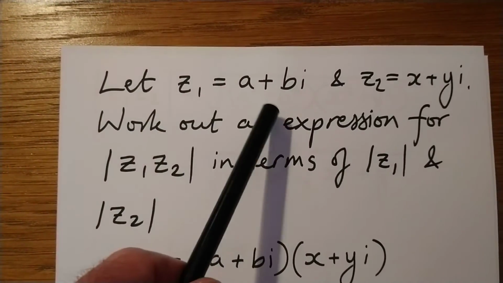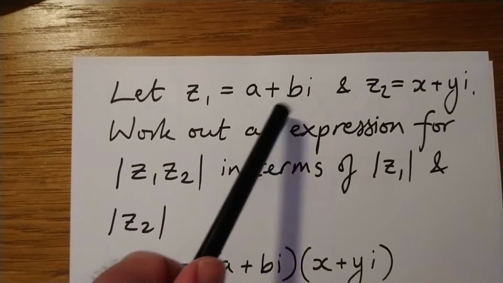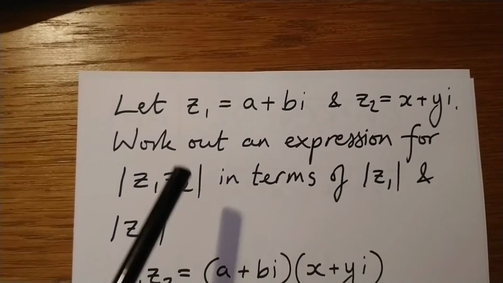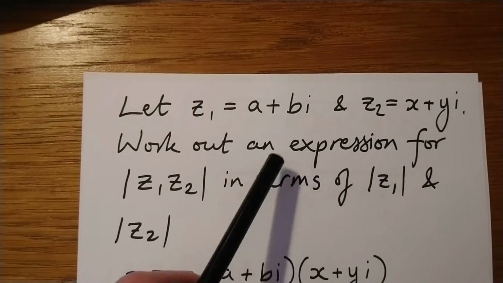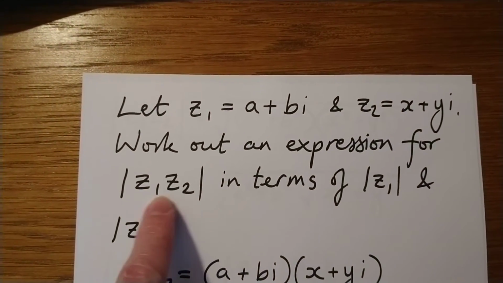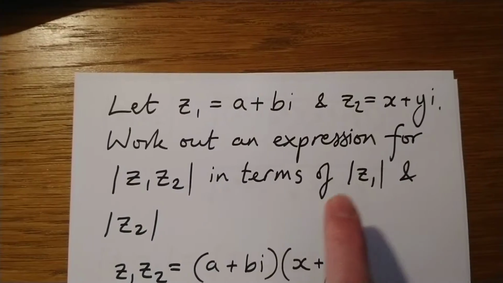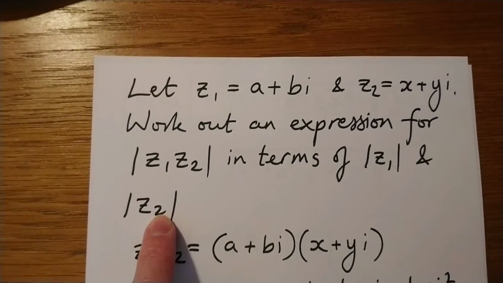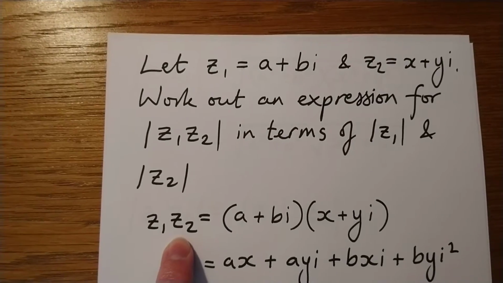Let z1 be equal to a plus bi and z2 be equal to x plus yi. Work out an expression for the modulus of the product of these two complex numbers in terms of the mod of z1 and the mod of z2. So let's work out the product first of all.